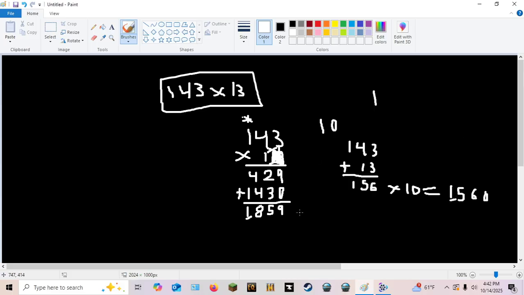So that is more than 10 times bigger. This number over here, 1,859, is larger than 10 times 156, which is 1,560. Yep, that's how multiplication really is. Well, let's go do a problem, okay? And I must set up those 3 problems, okay?